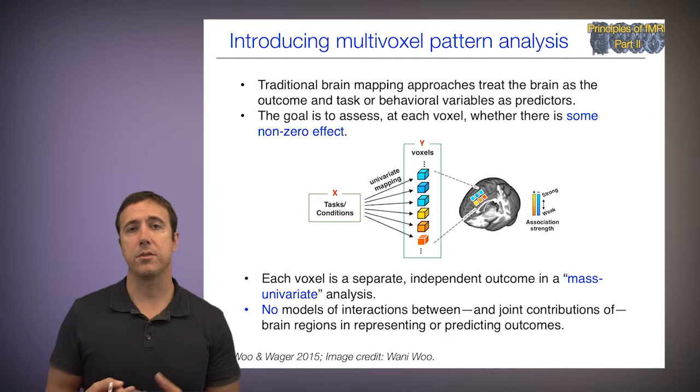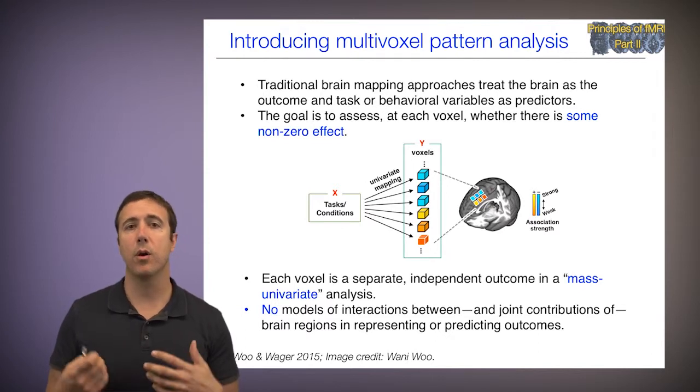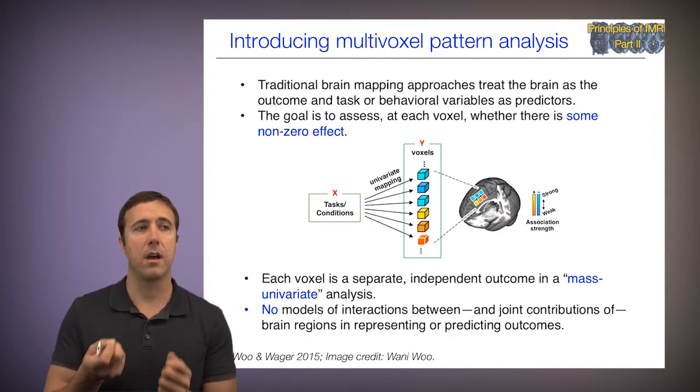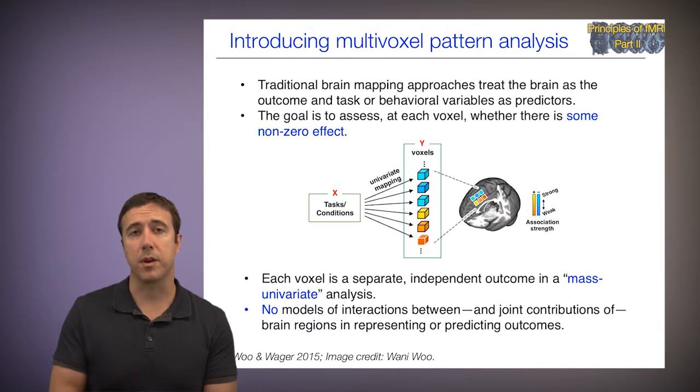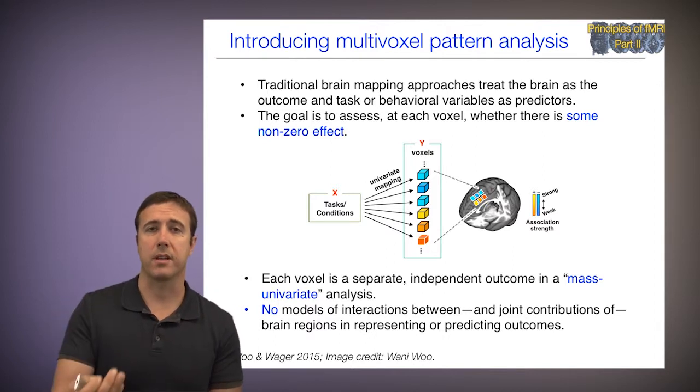There are no models or accounting for interactions between, or even joint additive effects of, various different brain regions in representing or predicting outcomes. So this is a major limitation, and often we'd like to use multiple voxels to explain an outcome because we know that brain regions work together. That's what multivoxel pattern analysis does.